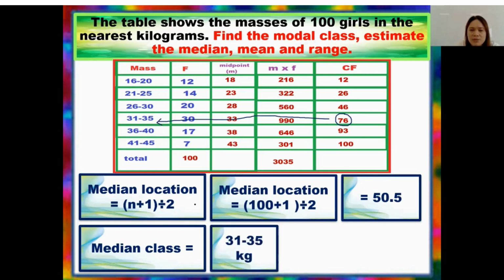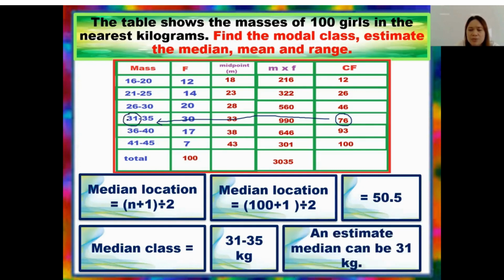But we are not asked to find the median class. You are asked to make an estimate of the median. So how do we estimate? Is it close to 31, 32, 33, 34, or 35? As you can see, 46 here is quite far from 76, right? So 50 is quite close to 46, which is close to 30. So that means we can estimate that our median is somehow equal to 31 kilograms.